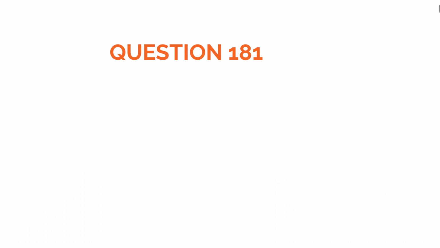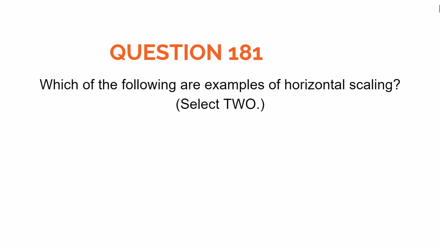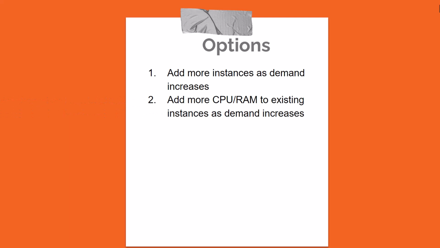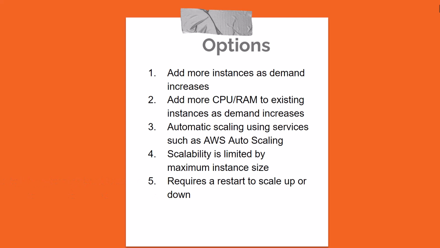Question 181. Which of the following are examples of horizontal scaling? Select 2. Now the options are: Option 1. Add more instances as demand increases. Option 2. Add more CPU RAM to existing instances as demand increases. Option 3. Automatic scaling using services such as AWS Autoscaling. Option 4. Scalability is limited by maximum instance size. Option 5. Requires a restart to scale up or down.